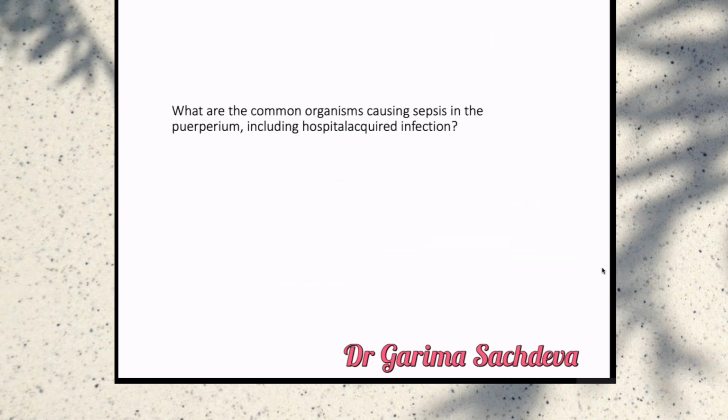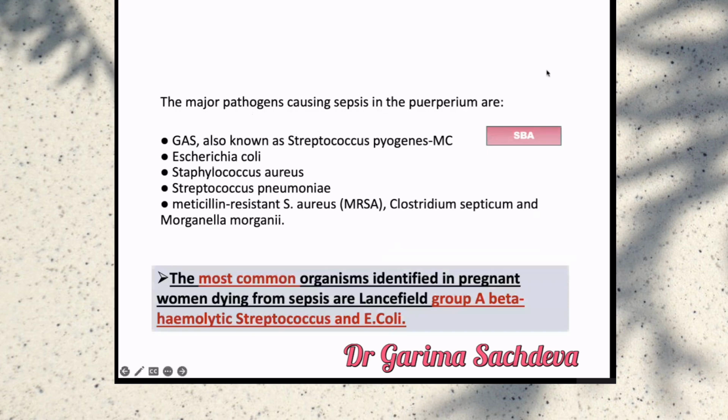What are the common organisms causing sepsis in the puerperium? The most common organism, again a recall question, is GAS, that is group A streptococcus or Streptococcus pyogenes. This has been asked. Second most common is E. coli. So if you do not have GAS in the options, then E. coli. Other organisms are Staphylococcus aureus, Streptococcus pneumoniae, MRSA, Clostridium, and Morganella species.